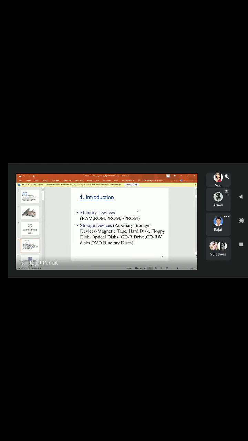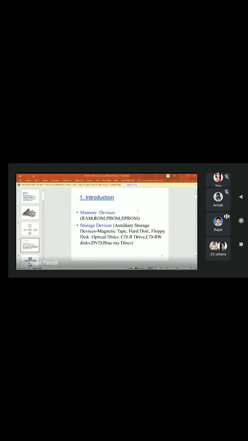Okay. Then the storage devices, I mean the auxiliary storage devices: magnetic tapes, hard disks, floppy disks, optical disks, CD drive. CD-R drive means CD read, and CD-W means CD write, or CD-RW means read-write. And CD is basically your compact disc. So if you want to process some information from the CD, I mean the compact disc, then you need a drive, that is the CD drive.